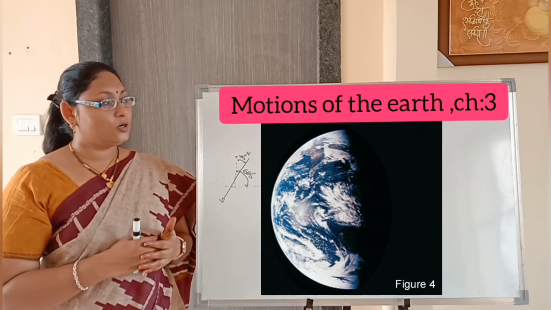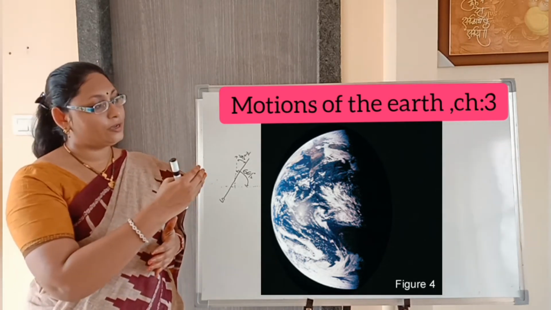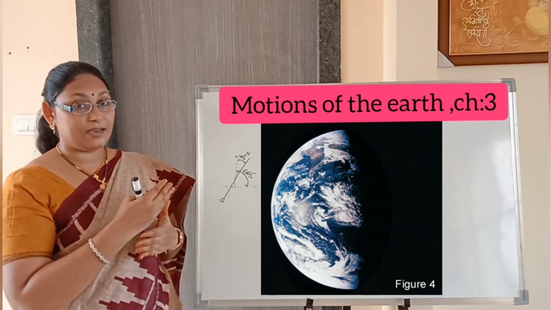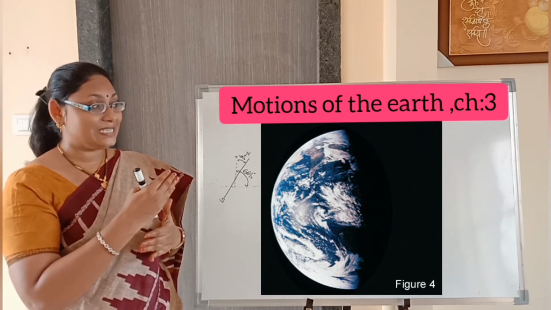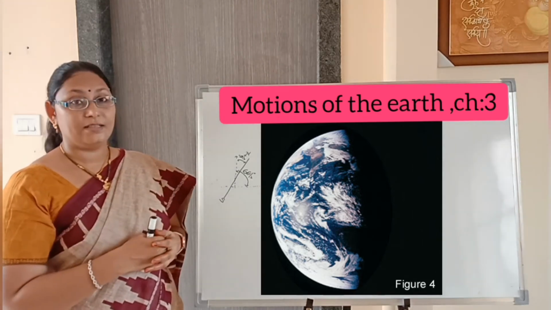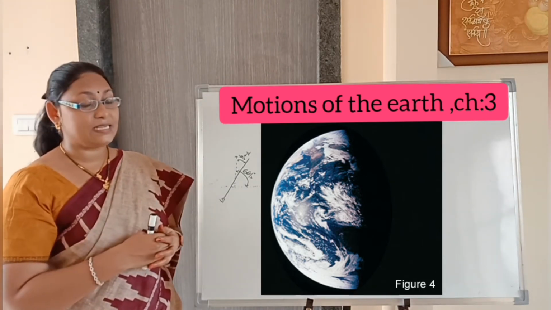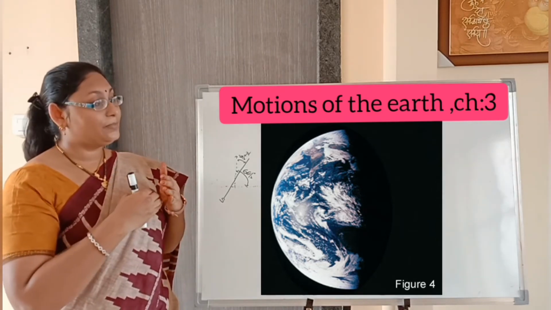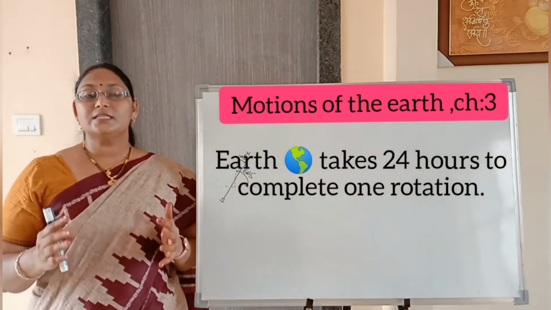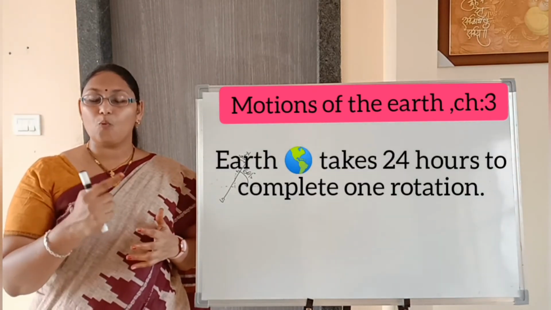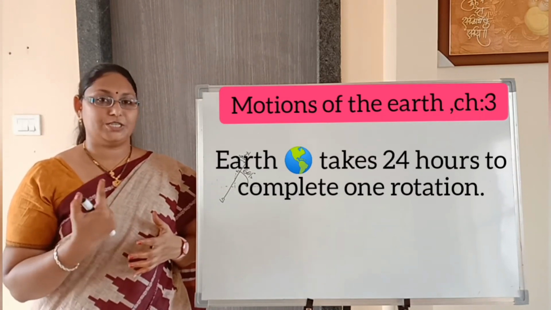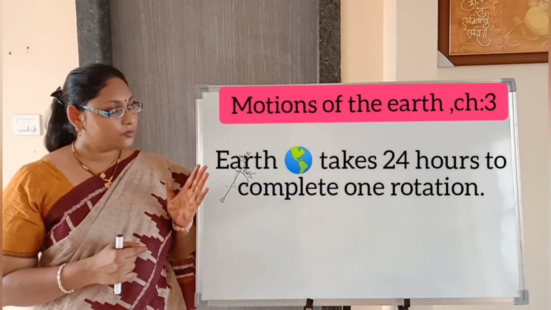Yes, if you see a globe or the earth from space, you can observe this type of image where half of the earth is appearing from space, means it is in the daytime, and the remaining half we are not able to see. Why? Because the remaining part is completely in the darkness, at the back side of the sun. And the earth takes 24 hours to complete one rotation around its axis.